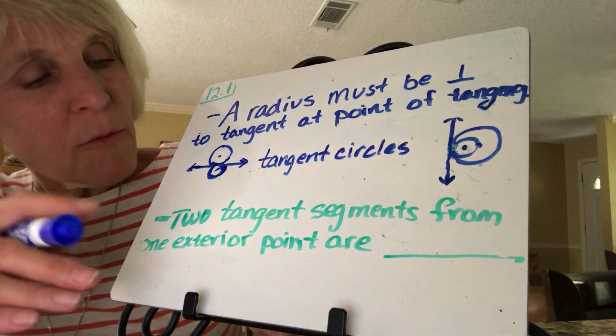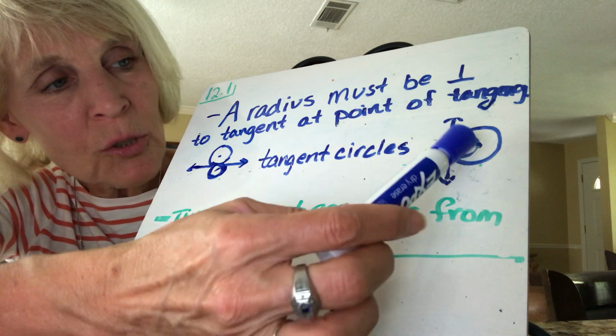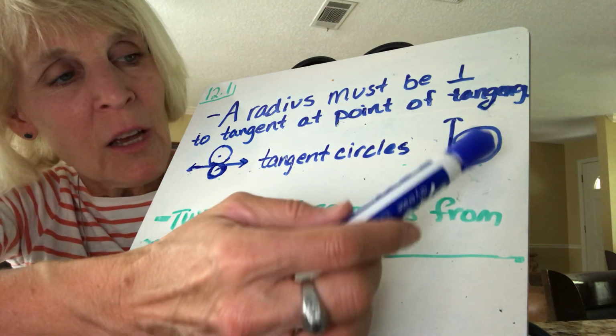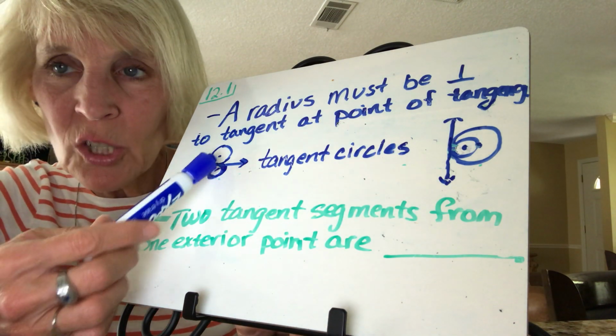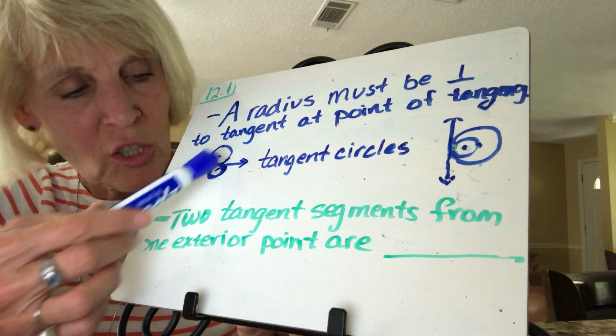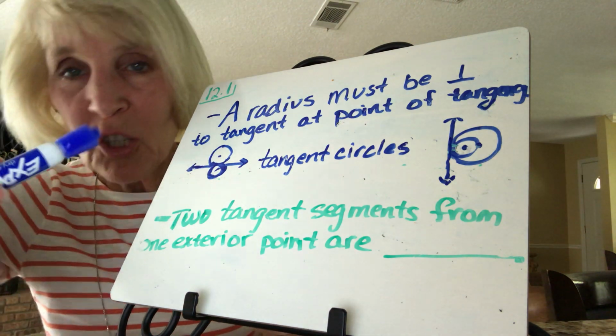We also have what we call internally tangent circles. Those would be two circles that touch the same point, but one's inside the other. And this one would be externally tangent circles. Again, two touching, and those would be tangent because they touch at one point.